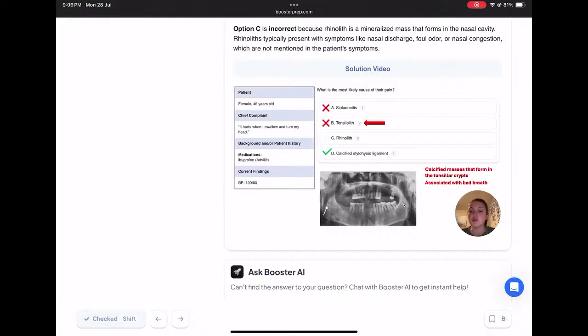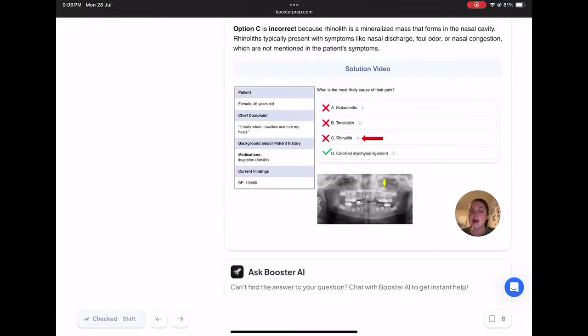Now, tonsil stones are due to the calcification of debris and are usually easily removed, while Eagle syndrome is associated with a calcified ligament that would be more difficult to treat. Eagle syndrome is also associated with pain when turning the head and not bad breath, like we saw in tonsil stones. And next we have a rhinolith.